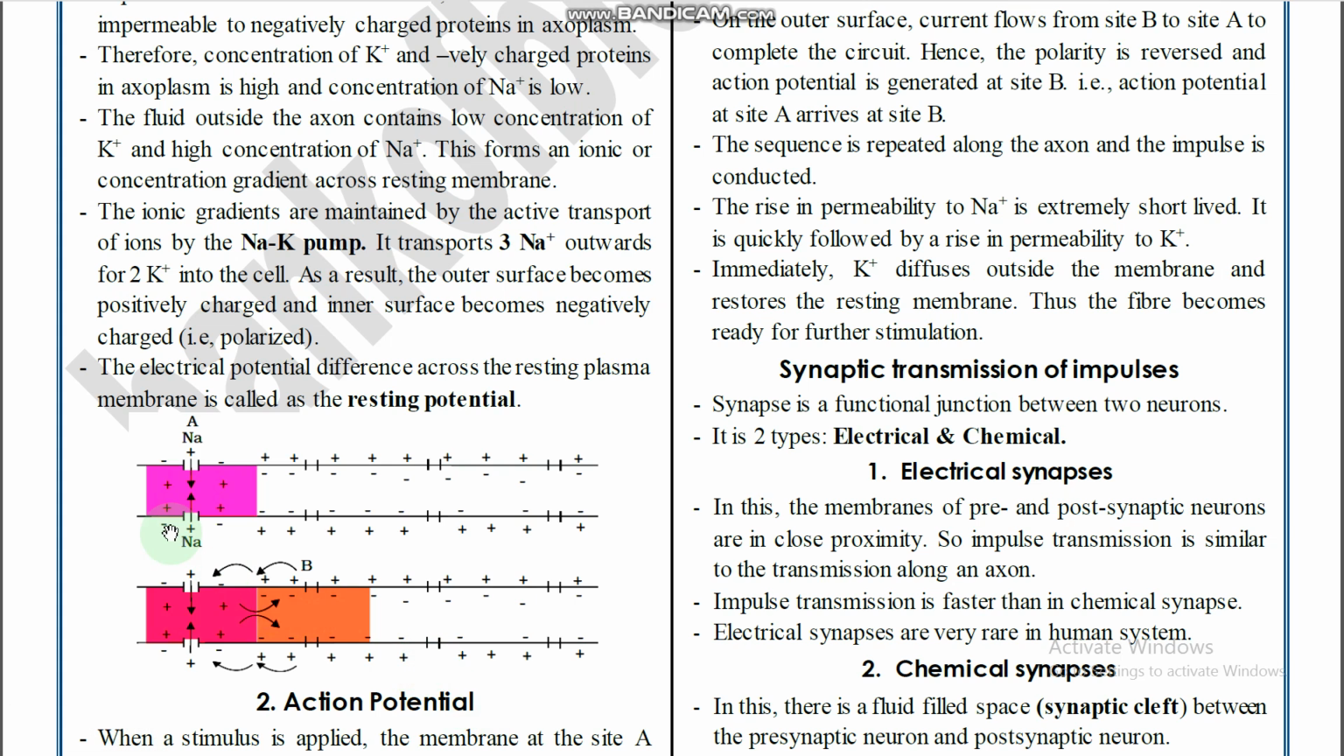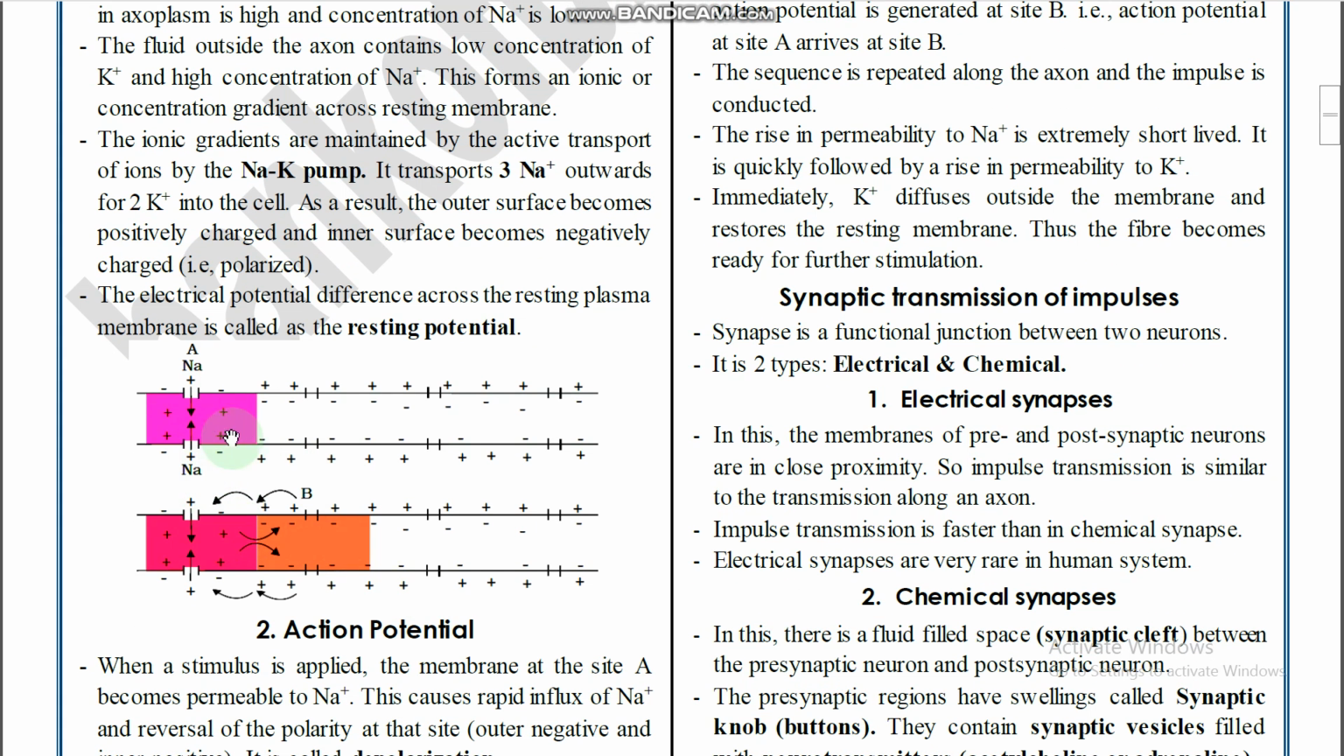So in the NCERT, this diagram is given, showing site A and site B. For example, this is the length of the axon, and this is site A, this is B, this is C. So here what happens? First, this region is the site, for example the cell body, right? From the cell body, the action potential is generated, right?